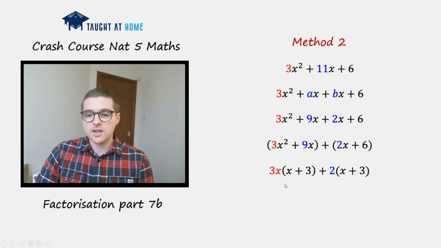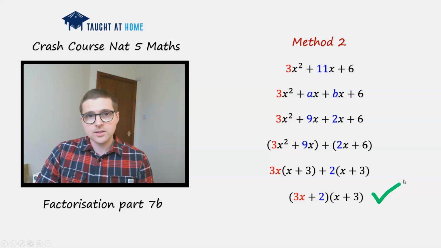What you'll notice is that the two brackets are identical, and that is no accident. So what we can do is group together the 3x and the 2, and we can group the x plus 3. So what we'll be left with is 3x plus 2 times x plus 3, and that is how we factorize using method 2.